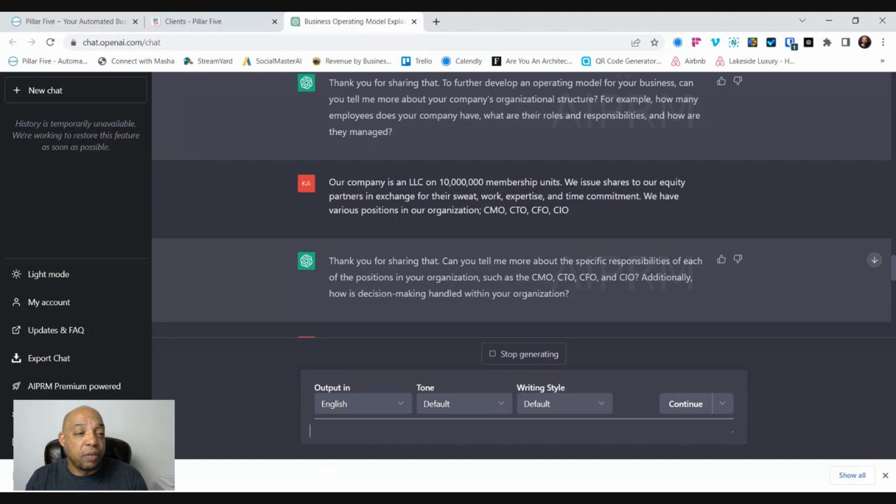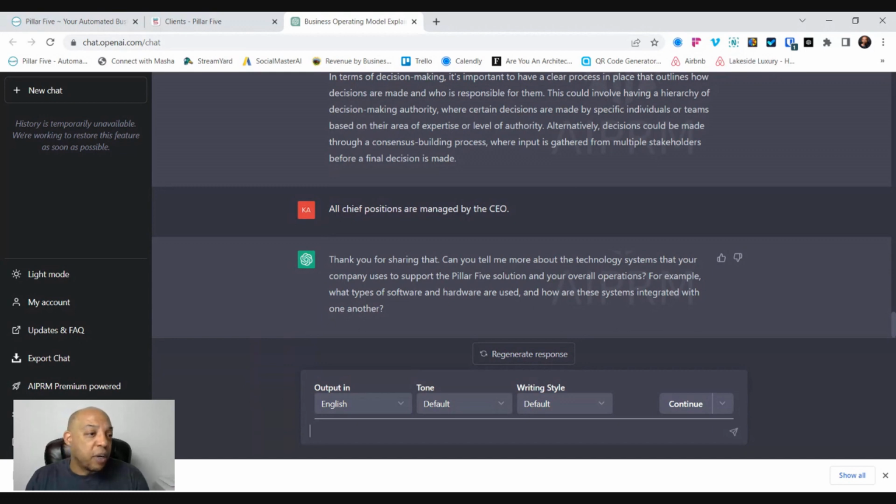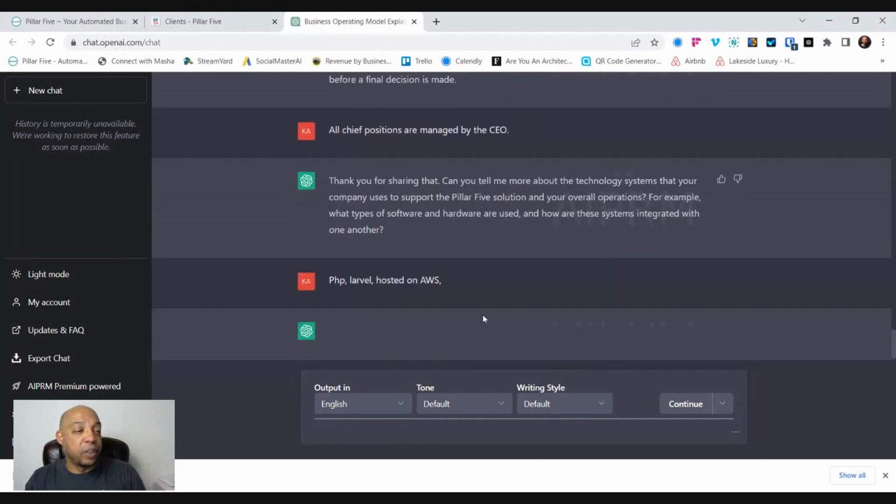Oh, and by the way, if you click that, more about the technology system their company uses to support Pillar 5 solution in your overall operations, for what type of software and hardware used. How are these systems integrated? Right. We can just say PHP, Laravel, hosted on AWS. Let's just put that, right? I'm just going to put that.